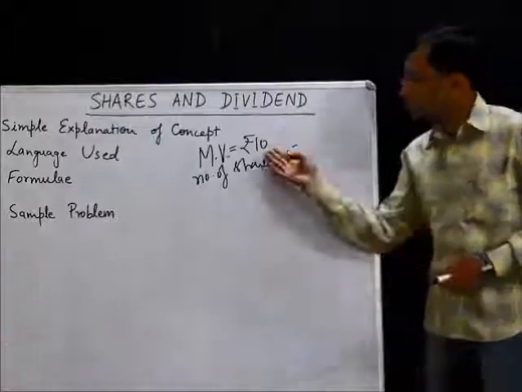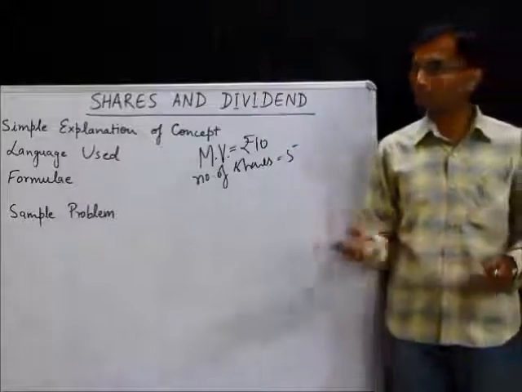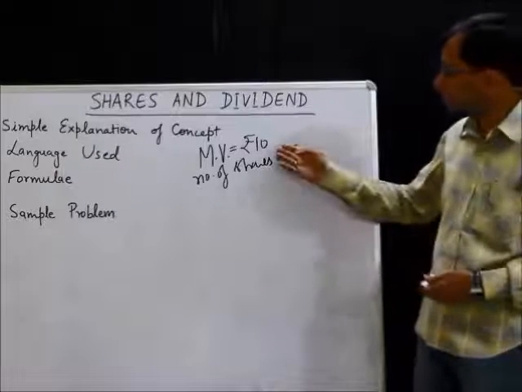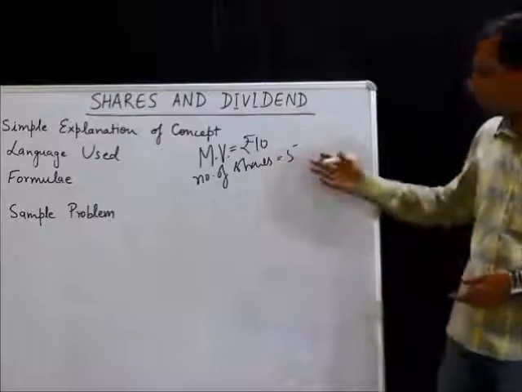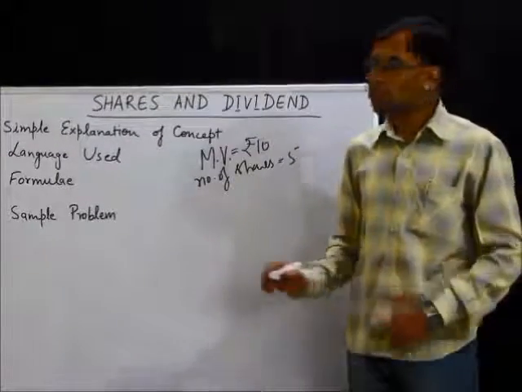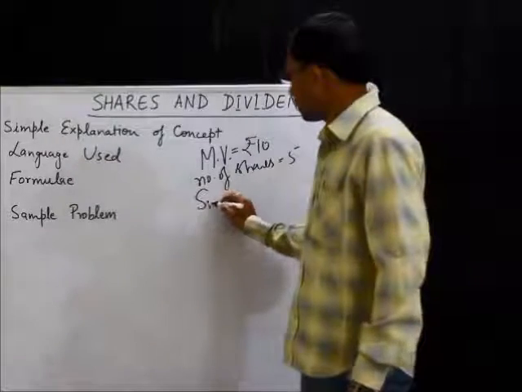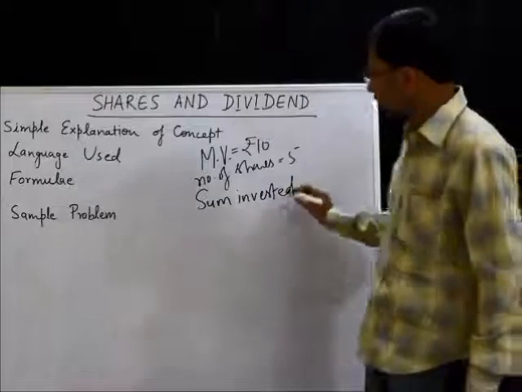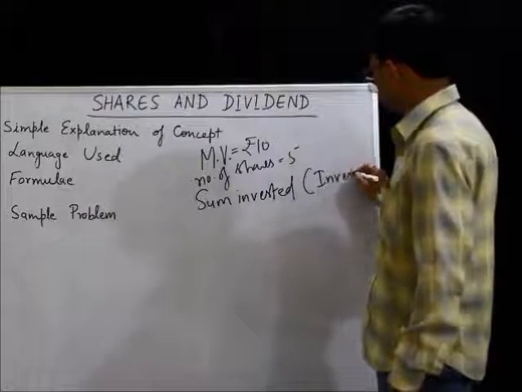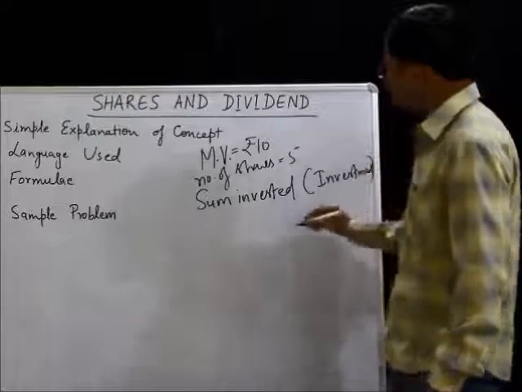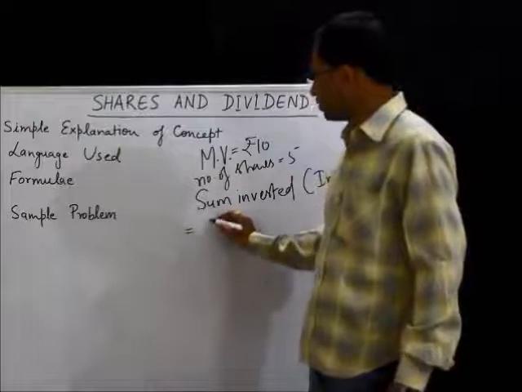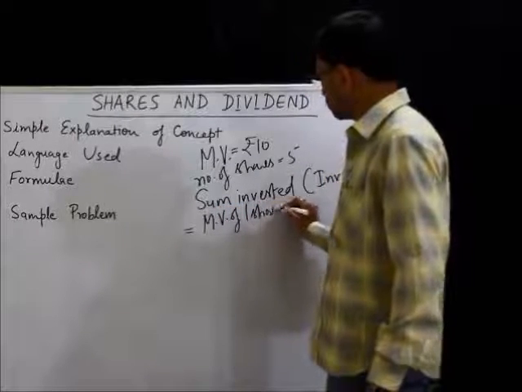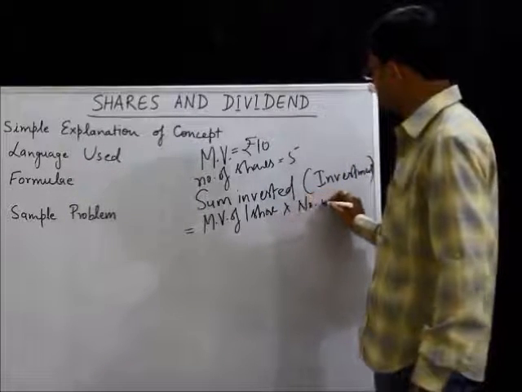So if one share is costing 10 rupees and I have to buy 5 shares, it can easily be concluded that I need 50 rupees for buying 5 shares. If the market value of one share is 10 and I want to buy 5 shares, then I need 50. So these 50 rupees which I need are called the sum invested. We can also say this as investment. So the first formula which we can have is this, that sum invested is equal to market value of one share multiplied by number of shares.